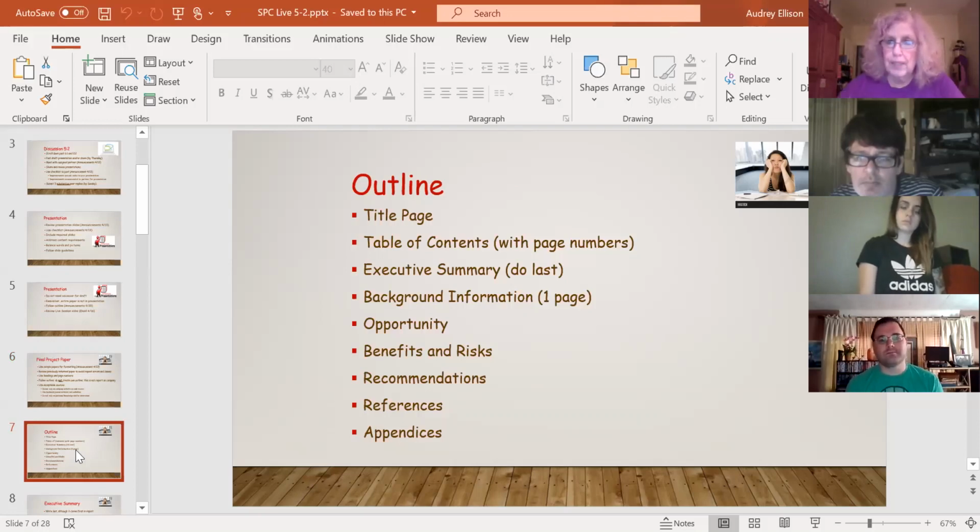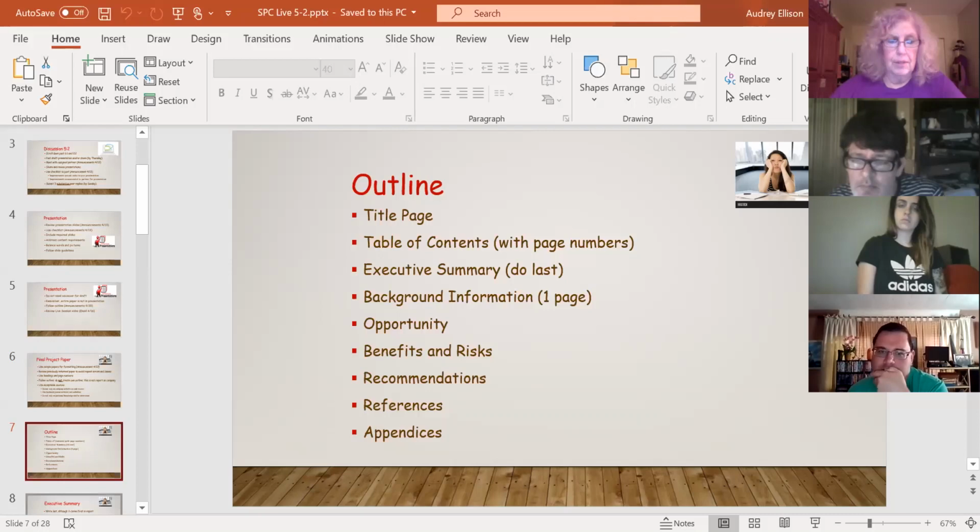You're putting it up front as an executive summary, which is different from a summary that you're used to putting at the end of a paper. Then you're going to have your background information on the company, and that should be no more than a page. The opportunity, benefits, risks, recommendations, references, and appendices. All of your graphs, charts, illustrations, pictures, anything that is not written is going in the appendix.